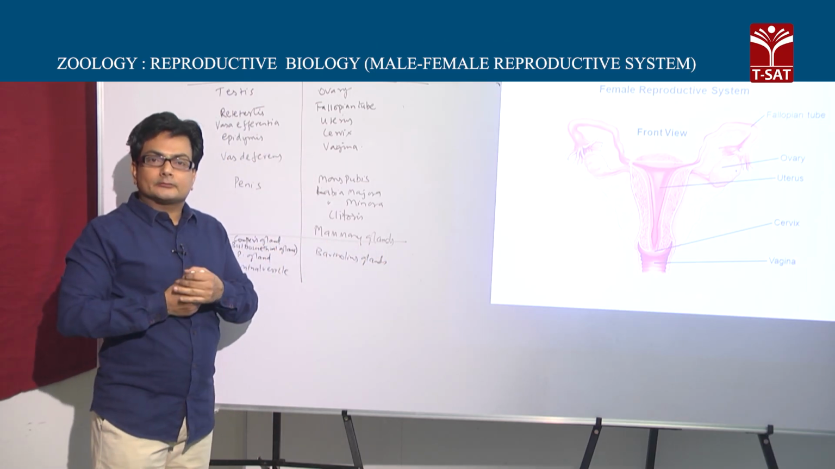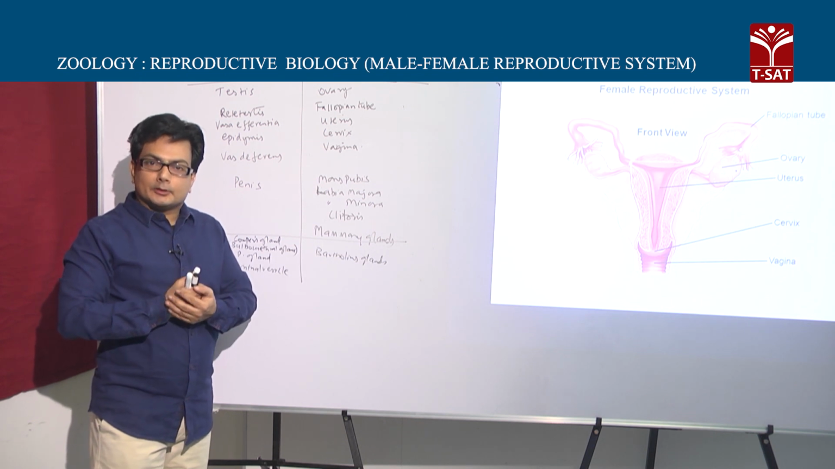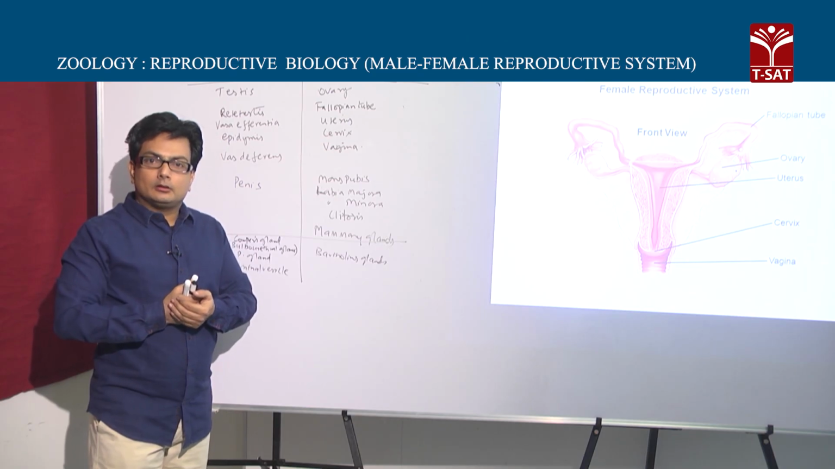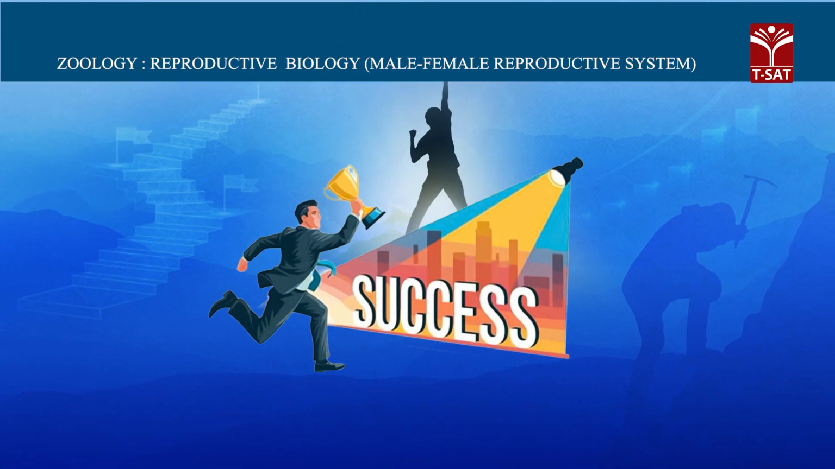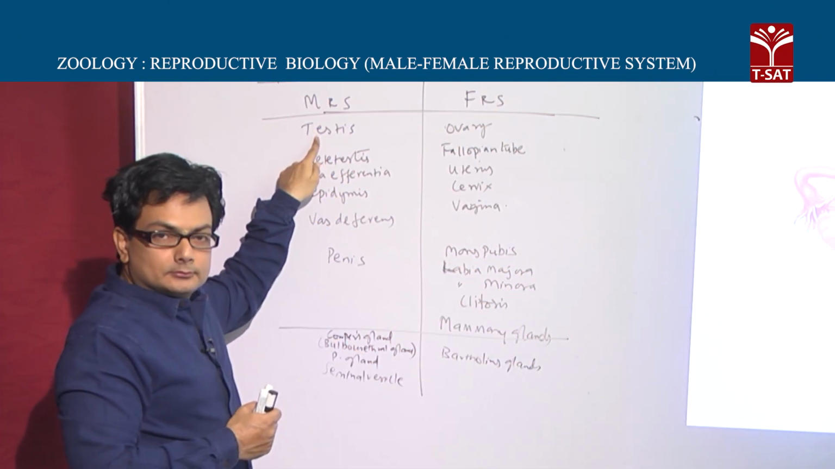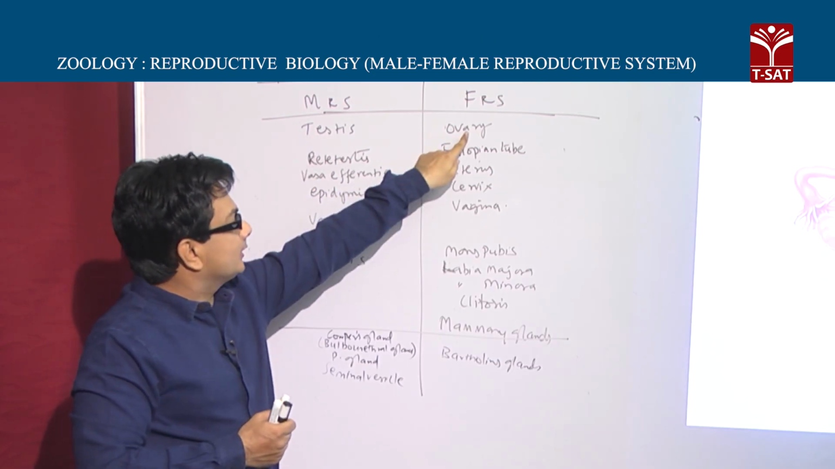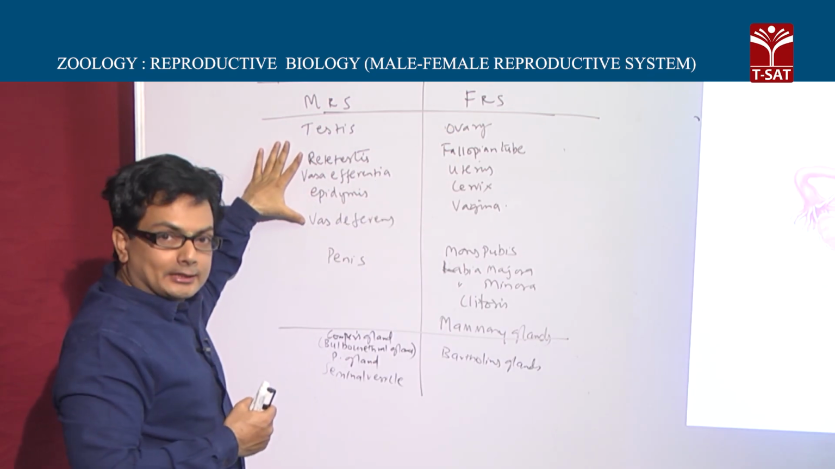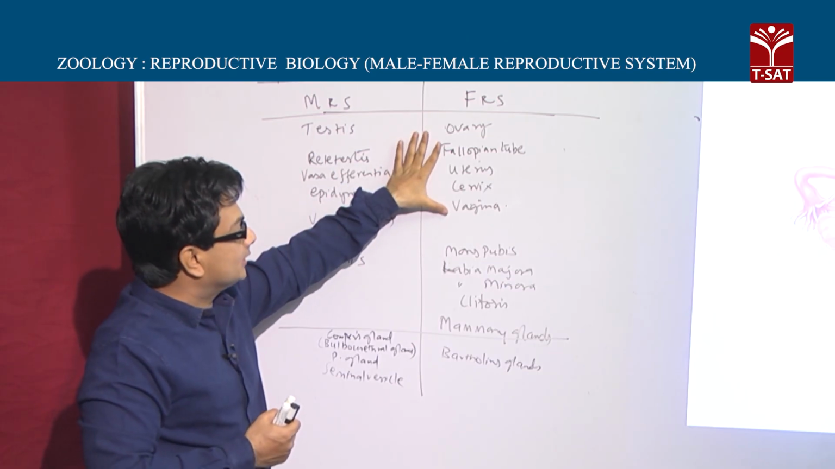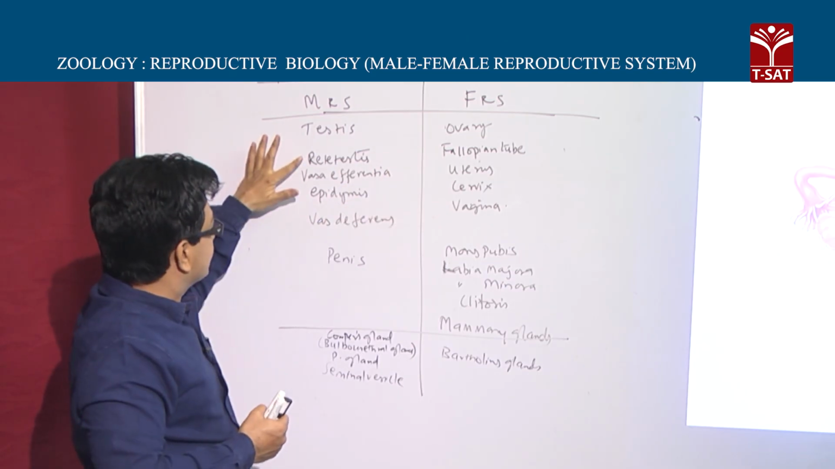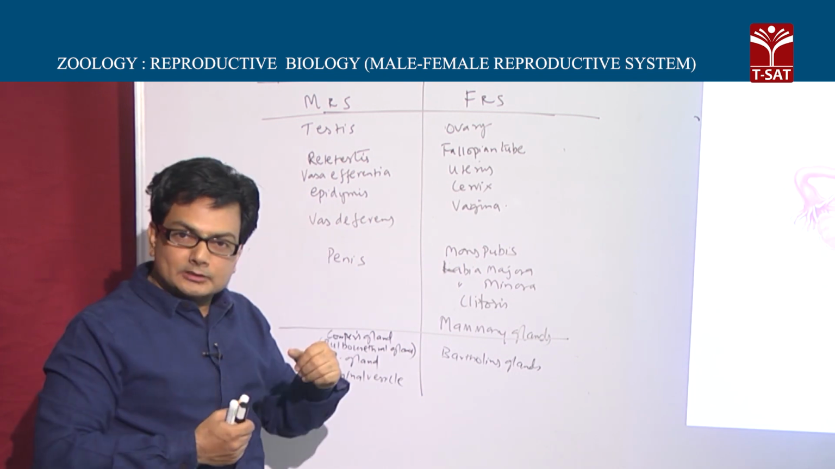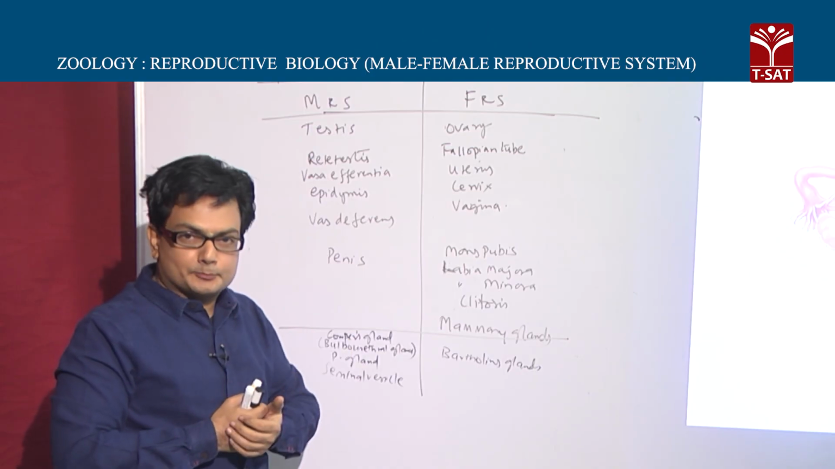Let's conclude this topic of the male and female reproductive systems, the reproductive biology, by comparing the male and female reproductive systems like this. See, the principal reproductive organ, the primary sex organ, is the testes, and in the female it is the ovary. This group of accessory ducts, the rete testis, vasa efferentia, epididymis, vas deferens, all these will receive the sperms, store the sperms, transport the sperms.